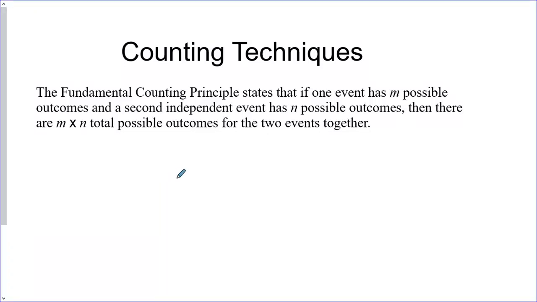Okay, so what we're going to look at today is some counting techniques. The fundamental counting principle states that if one event has m possible outcomes and a second independent event has n possible outcomes, then there are m times n possible outcomes for the two events together. Let's just have a look at maybe an example here.